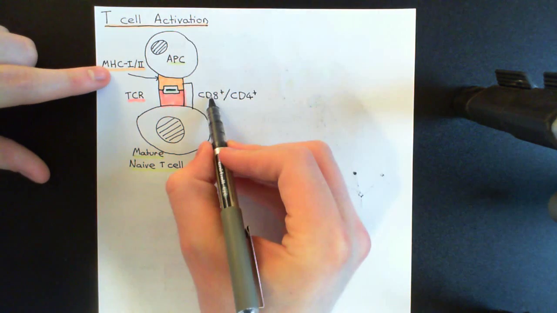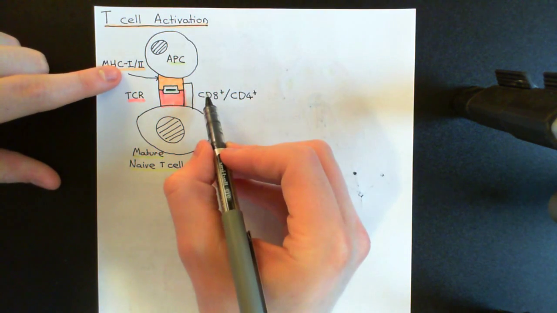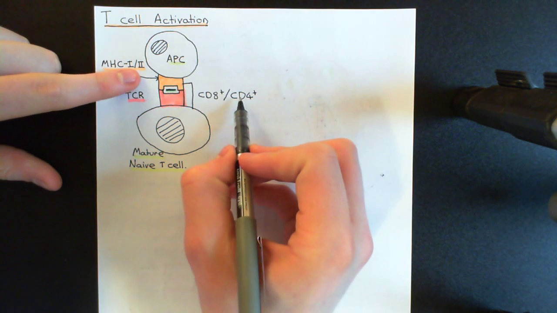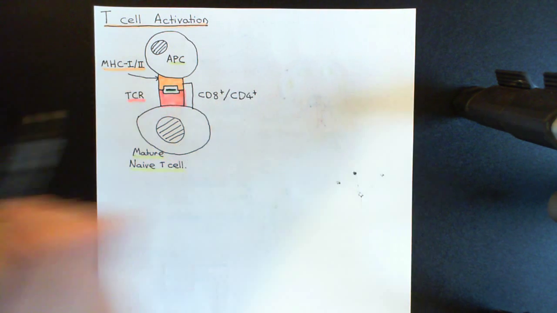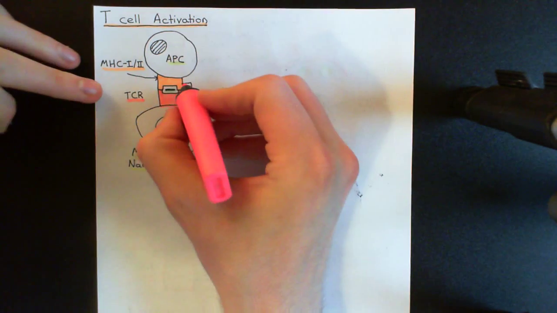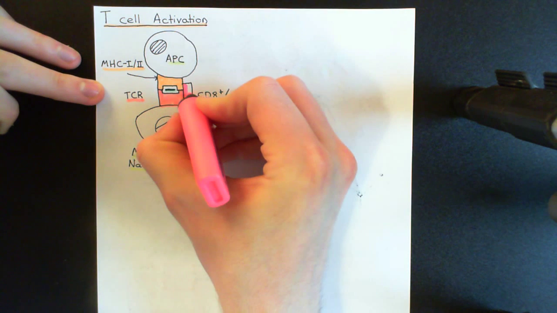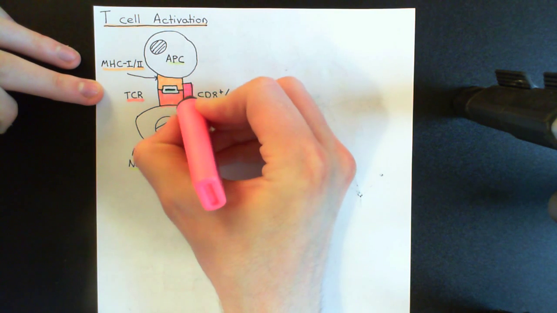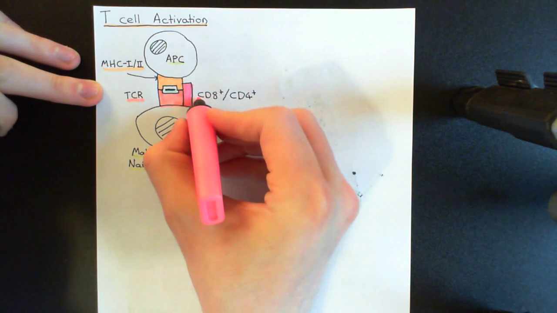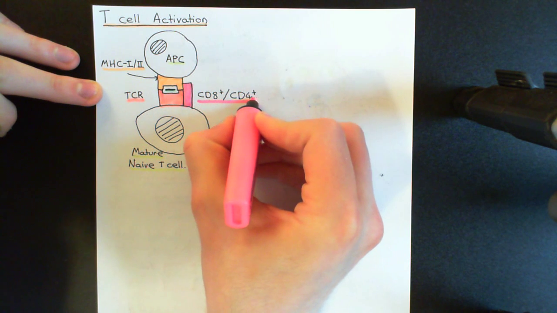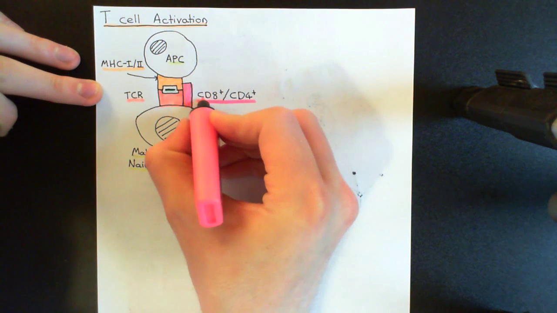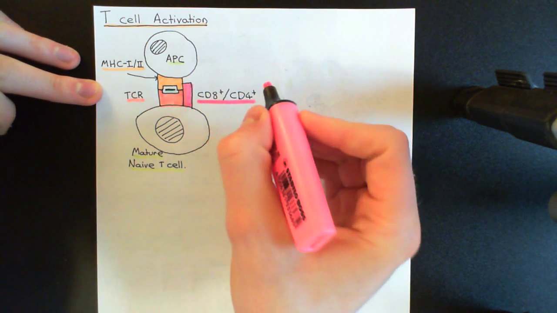So this will be CD8 if we're talking about MHC class 1, or CD4 if we're talking about MHC class 2. So I'll just colour this molecule in here. And remember that each mature naive T cell will only be CD8 or CD4 positive. There aren't any double positive mature naive T cells.